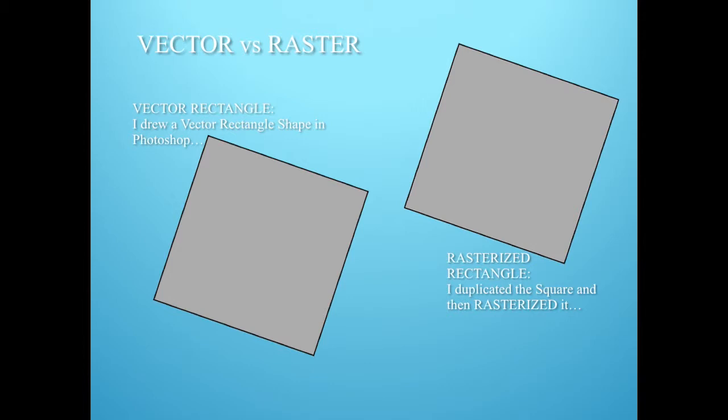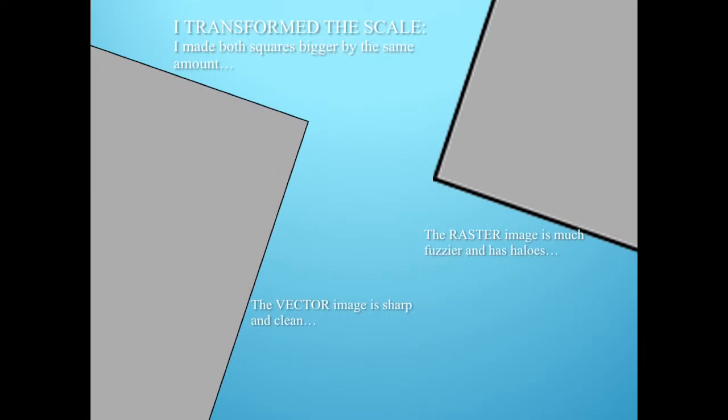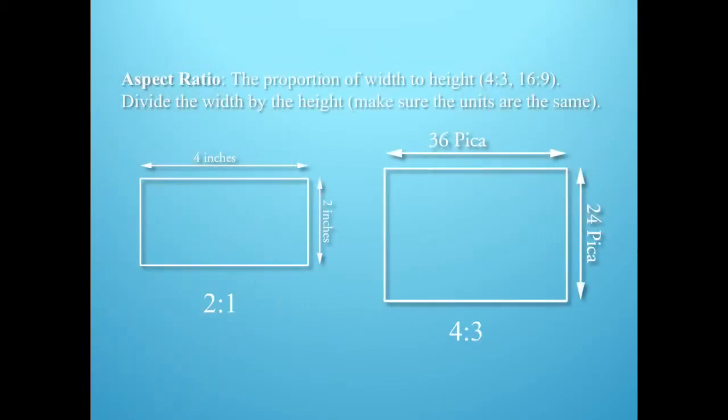And once again, here's vector versus raster. This is a vector rectangle that I drew in Photoshop, and here's a rasterized rectangle that I duplicated and then rasterized. And when you zoom in, you can see the difference. I transformed the scale and made both of the squares bigger by the same amount. And although the vector image is sharp and clean and remains detailed even at this magnification, the raster image is much fuzzier and it has halos around it, so the colors start mixing.